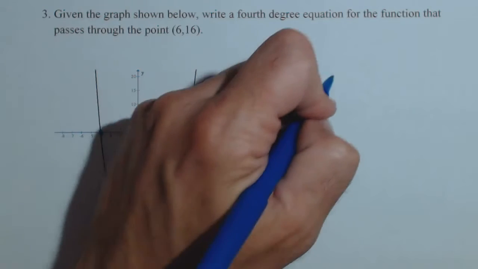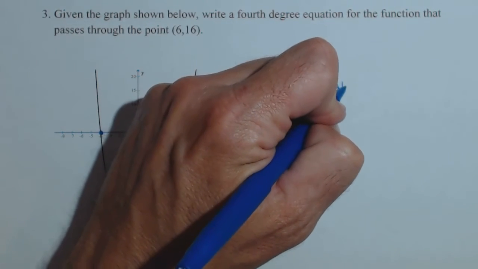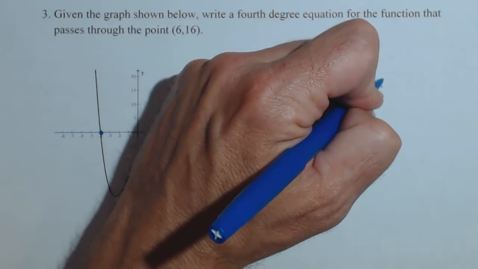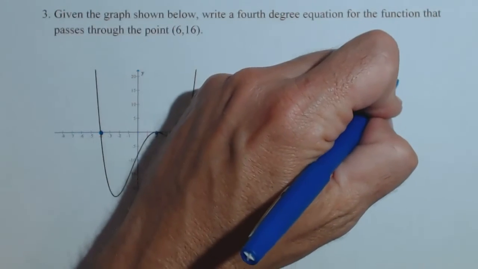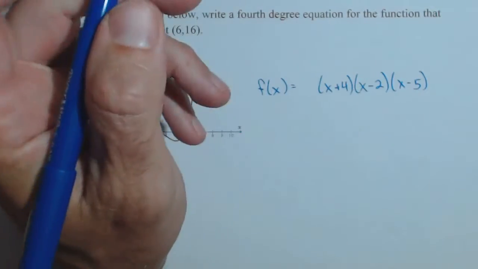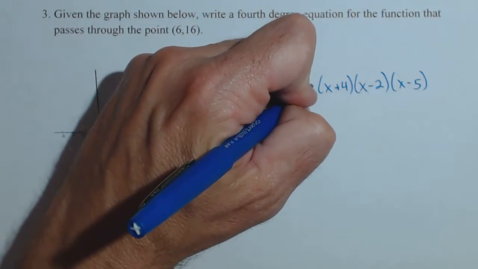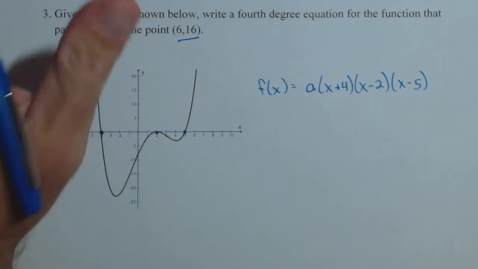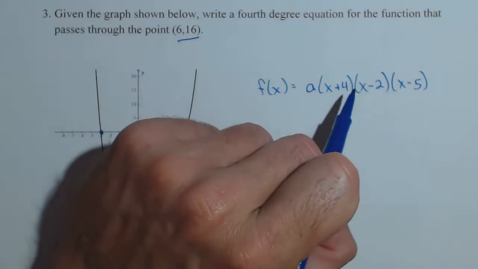So f of x. If -4 is a 0, x plus 4 is a factor. If 2 is a 0, x minus 2 is the factor, and finally x minus 5. Now, we always want to have an a out front. That's what's going to help it go through this point, or we could use the y-intercept, whatever point you're given.